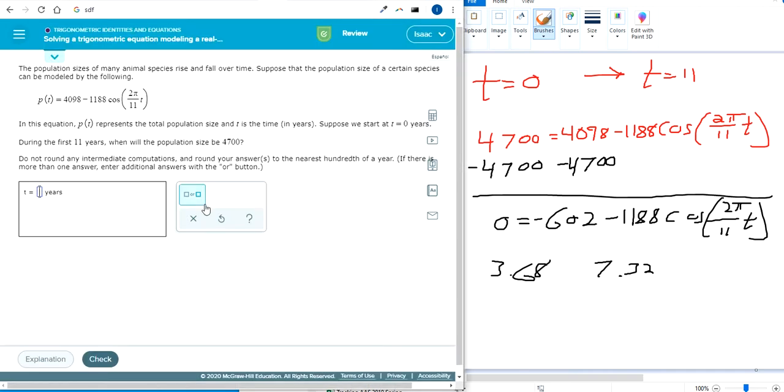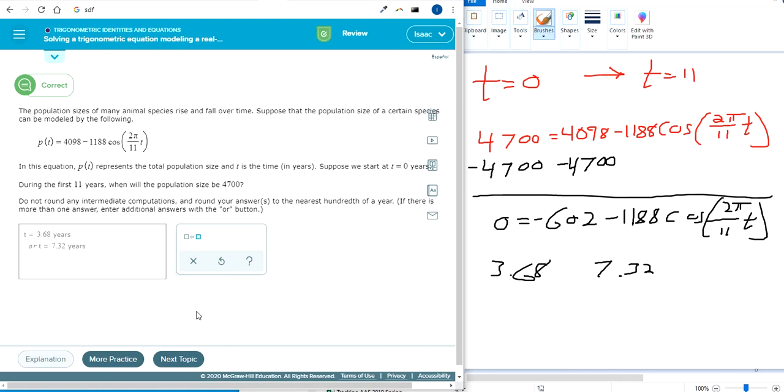So back in ALEX, we're going to hit OR. We need to type 3.68. I don't think it matters the order. It doesn't have to be least to greatest. But and then 7.32. That's it. Okay. Let me do one more because these are kind of quick with a graphing calculator.